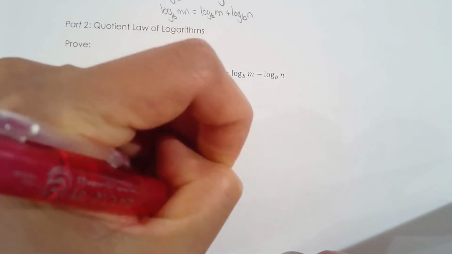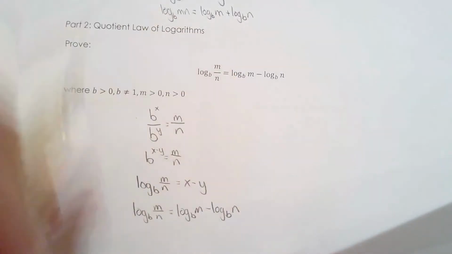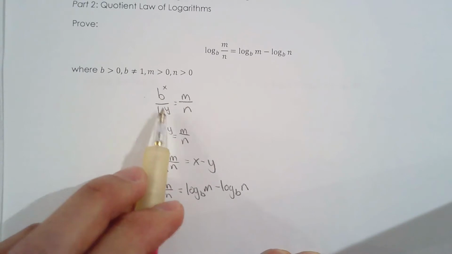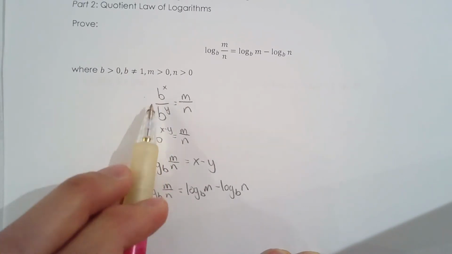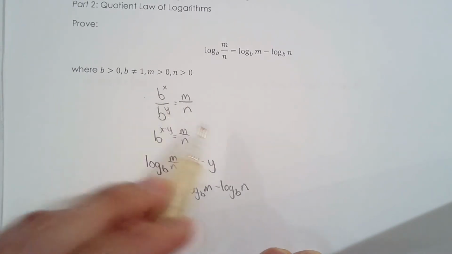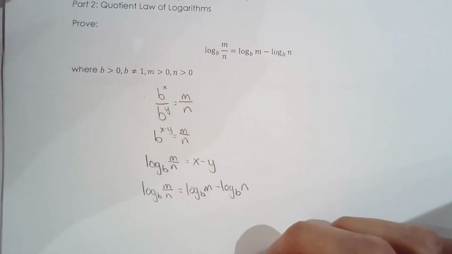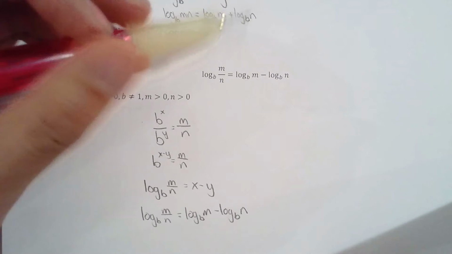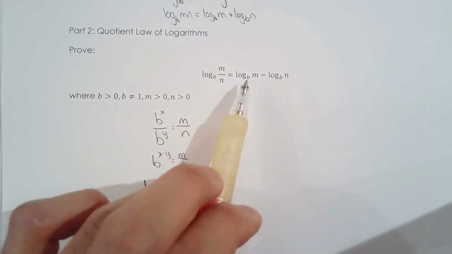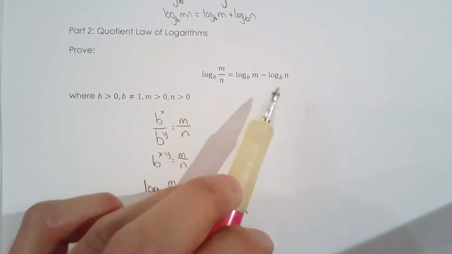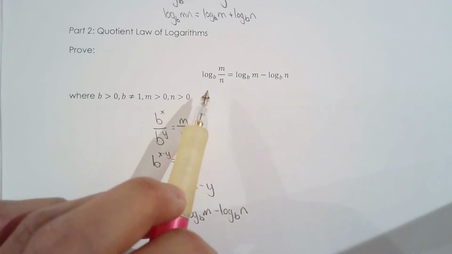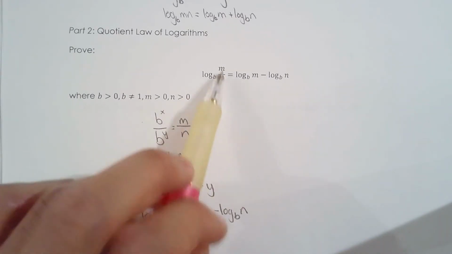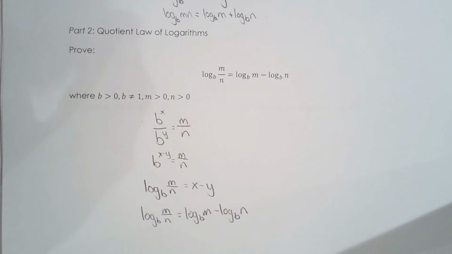So really, it's exactly the same, except the big difference is that instead of multiplying the two powers, I divide, because I'm trying to show you that you want to subtract the exponents. Anyways, the quotient law of logarithms states that if you are subtracting two logarithms with the same base, you can once again express it as a single logarithm, but the arguments are being divided instead of being multiplied.